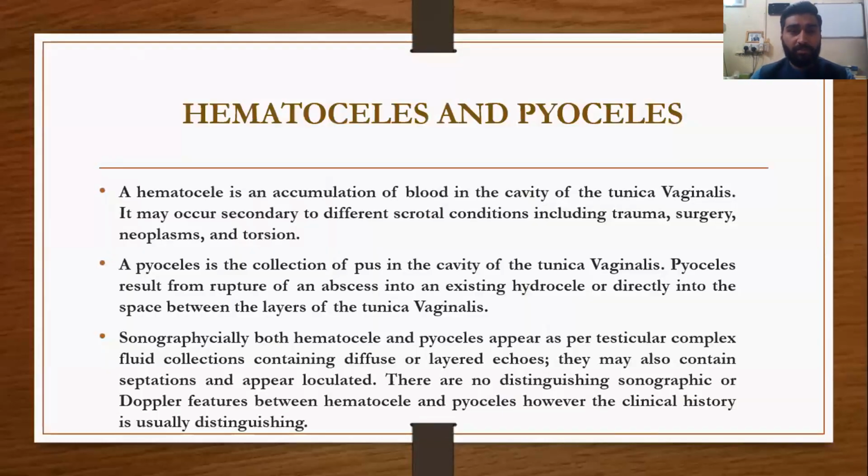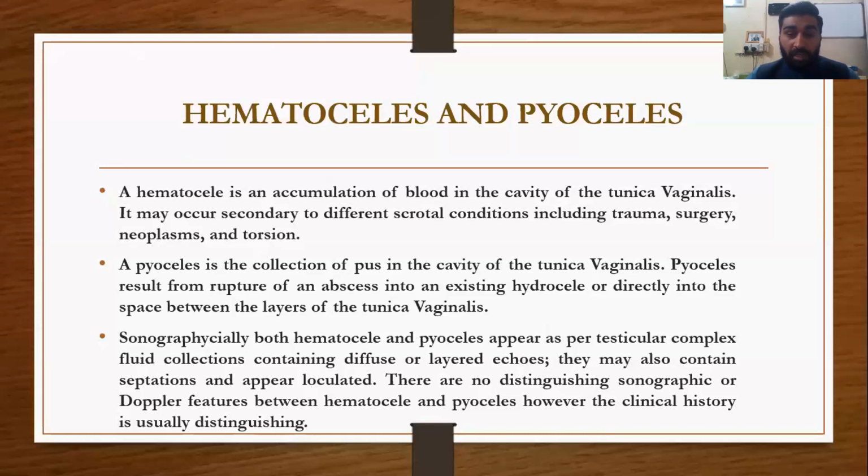The second pathology is the hematocele and the pyocele. They are rare. They are not as common as the hydrocele. A hematocele is an accumulation of blood in the cavity of tunica vaginalis. It may occur secondary to different scrotal conditions, including trauma, surgery, neoplasms, and torsion. A pyocele is the collection of pus in the cavity of tunica vaginalis. Pyoceles result from rupture of an abscess into the existing hydrocele or directly into the space between the layers of the tunica vaginalis.